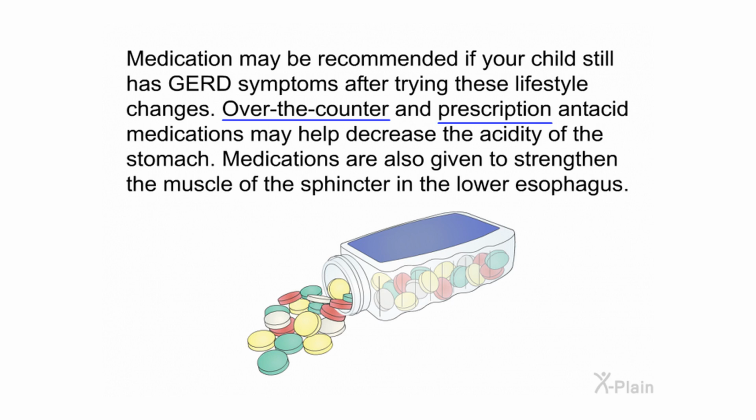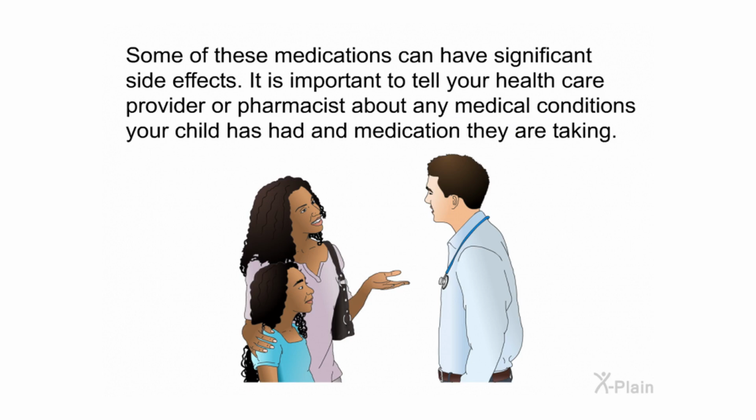Medication may be recommended if your child still has GERD symptoms after trying these lifestyle changes. Over-the-counter and prescription antacid medications may help decrease the acidity of the stomach. Medications are also given to strengthen the muscle of the sphincter in the lower esophagus. Some of these medications can have significant side effects. It is important to tell your healthcare provider or pharmacist about any medical conditions your child has had and medication they are taking.